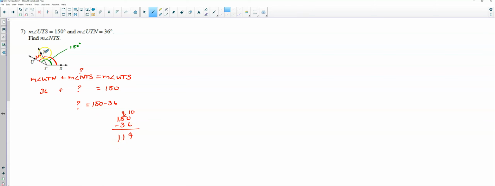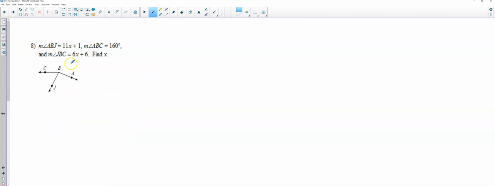So the measurement of angle NTS, which is just this part right here, I'm gonna put it in blue, that is 114 degrees. So I'm gonna answer the question, measurement of angle NTS equals 114 degrees, and that's the answer to the question. Pretty simple. Okay, moving on. So we have a few of these to practice. I gave you a few of these on the review to practice.